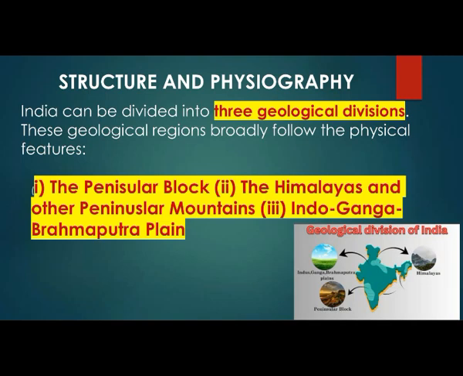So, structure and physiography: India can be divided into broadly three geological divisions. These geological regions broadly follow the physical features. The peninsular block, in this map it's very clear. In the peninsular block we have three blocks: one is the southwestern region, one is the northern region, one is the northeastern region. Next is the Himalayas, and then the Indo-Gangetic plains.